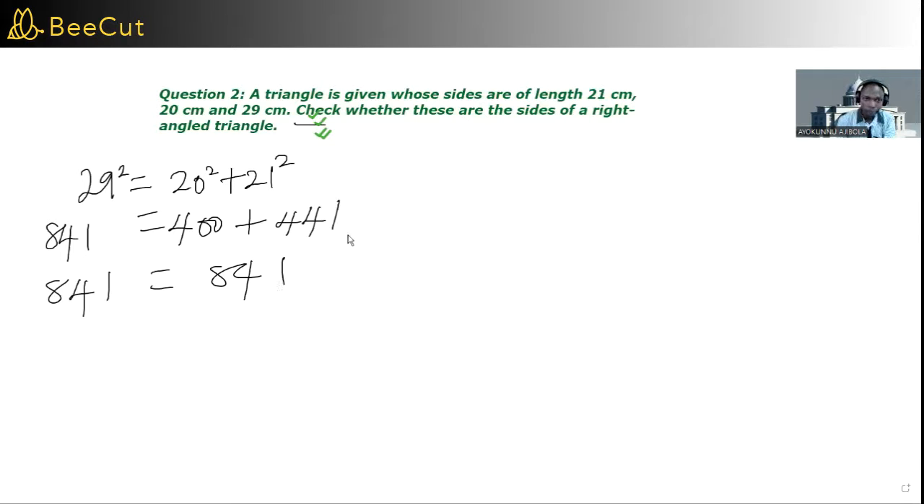So then we have another question. Question 3 here. The third question is about a ladder being kept at a distance from the wall. So I'm going to clear the screen now, and I'm going to write the third question. So the third question is here.